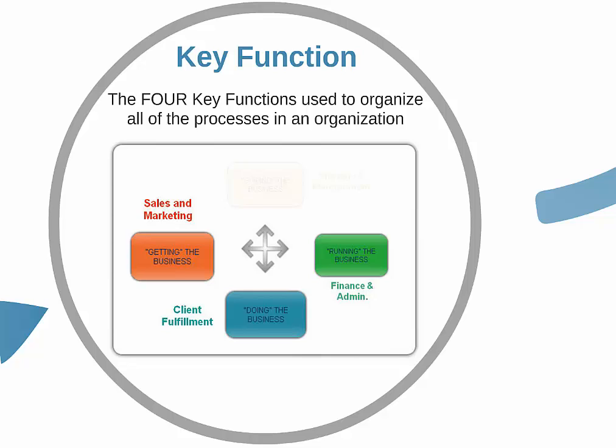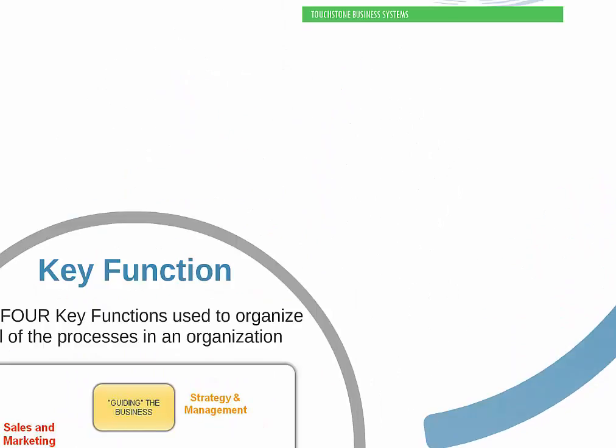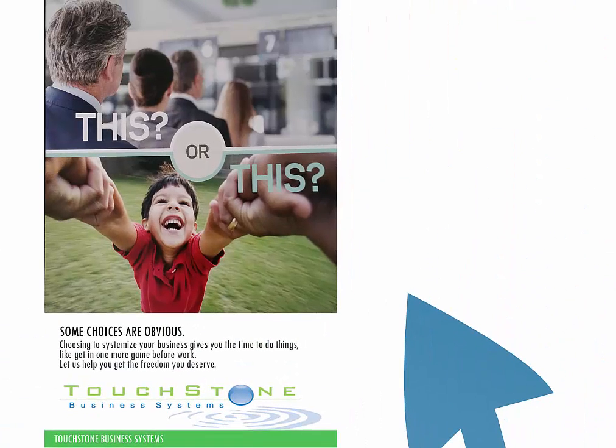And finally, the fourth key function, you must guide the business. These would be all of the strategic, the leadership, and the management processes for guiding the business from where it is today to where it needs to go. Once you've got all of these processes, you can start to grow the business for it to be the business of your dreams. If you don't have processes, a business tends to consume our lives. So really it comes down to, do you want this or do you want this?